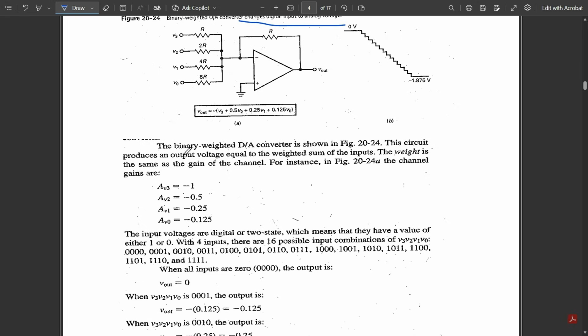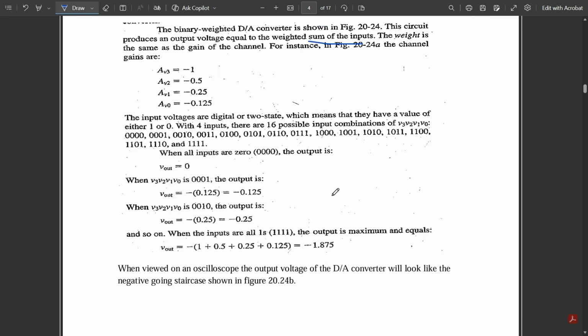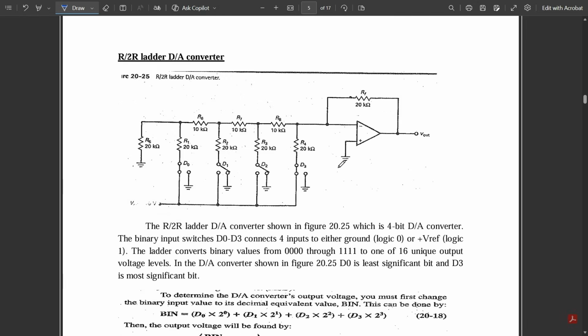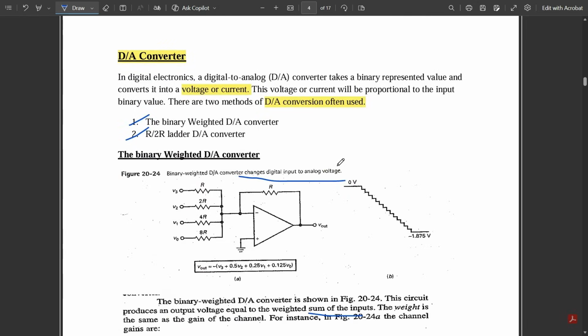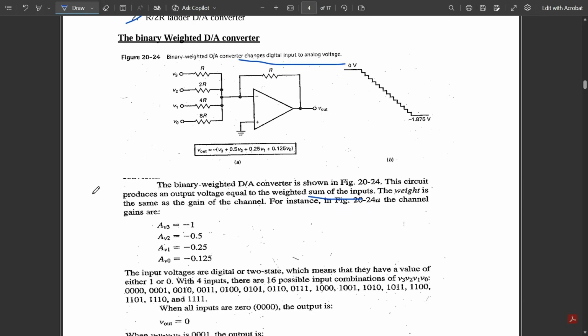This circuit produces an output voltage which is equal to the weighted sum of all the inputs. The weight is the same as the gain of the channel. For instance, in the below figure, you can see the channel gains, that is AB3 is -1, AB2 is minus 0.5. These are the channel gains here, that is -1, minus 0.5. Why minus? Because the minus sign is multiplied to all the terms. So that's why -1, minus 0.5, minus 0.25, and minus 0.125.